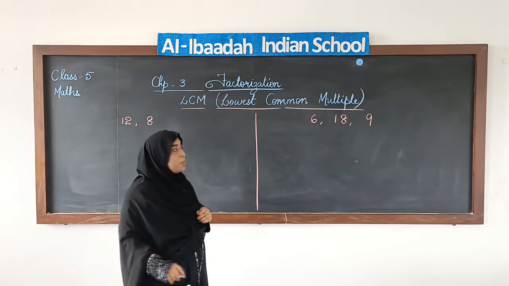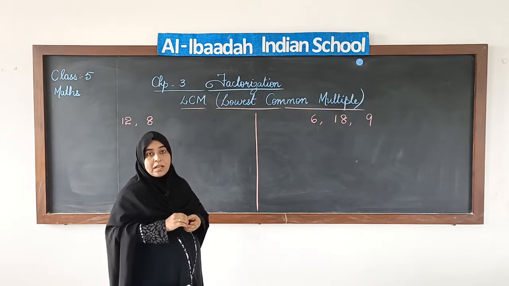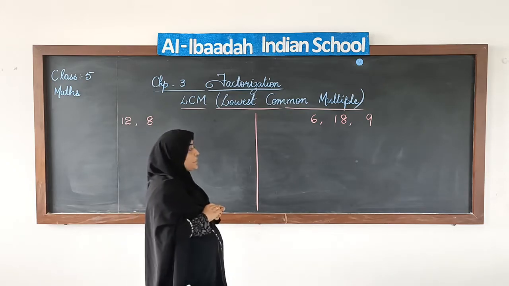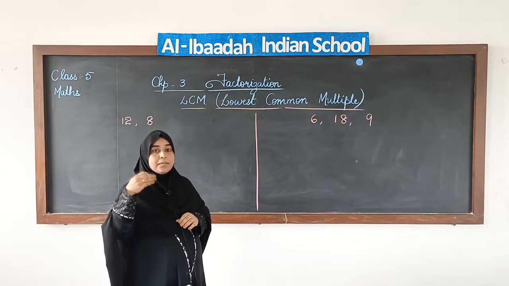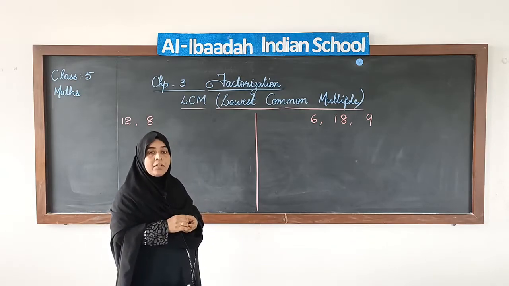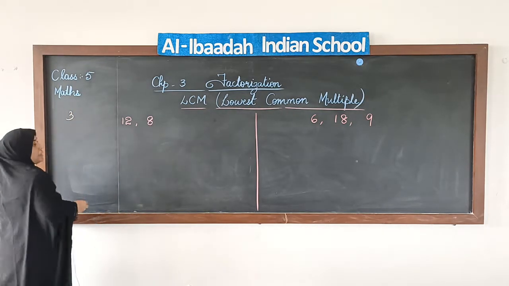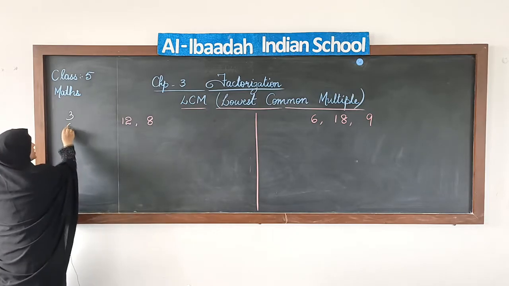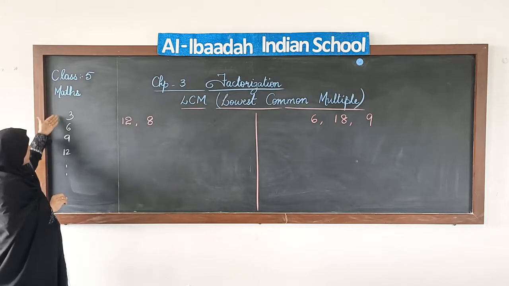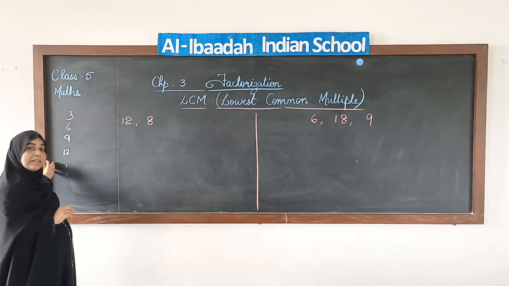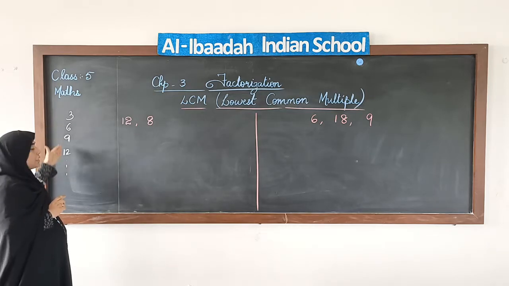Now what do we mean by the word multiple? You have learnt about factors and multiples in class 4. Multiples means when we multiply a number with 1, 2, 3, 4 and so on, the products, the answers that we get, we call them multiples. For example, say 3. The multiples of 3 are 3, 6, 9, 12 and so on. So we get these multiples when we multiply the number with 1, 2, 3 or any other numbers.